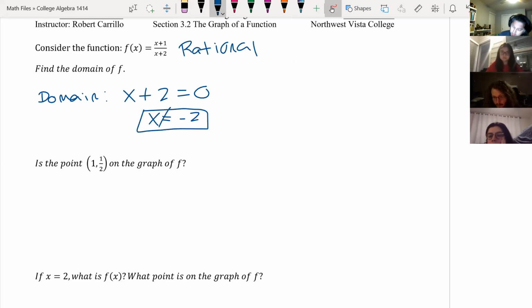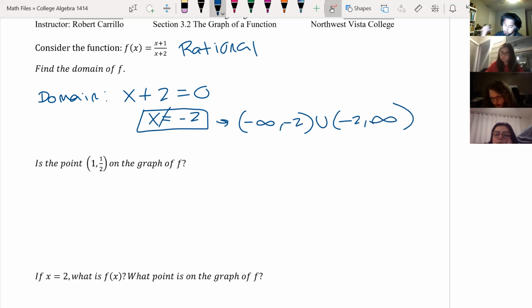Perfect. If it wanted the answer in interval notation, what would you write? Negative infinity to -2, both in parentheses. Then union -2, comma 2, parentheses, and then union 2, infinity. There's only one number, it's only -2. Good. All right. That's it.